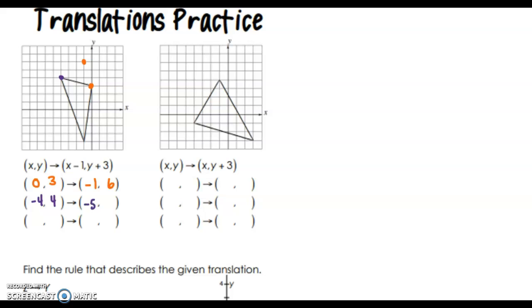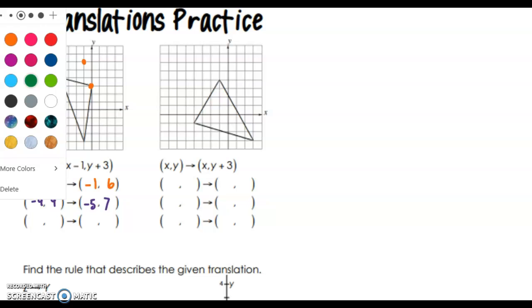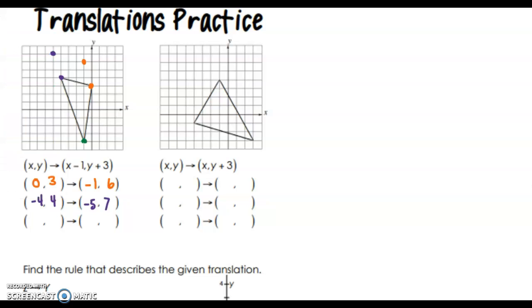All right, its new coordinates would be negative 5, 7. So we're going to go ahead and put a point at negative 5, 7. Okay, and then let's look at this point last. This is negative 1, negative 4. All right, what would its new coordinates be? It would be negative 2, negative 1, because remember, we went left 1 and up 3. Okay, so negative 2, negative 1 would be right there.